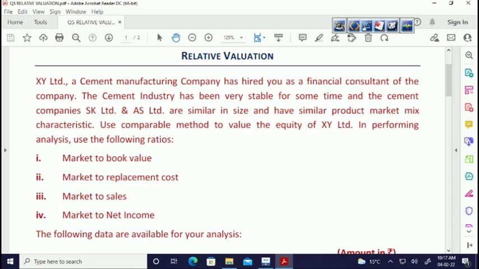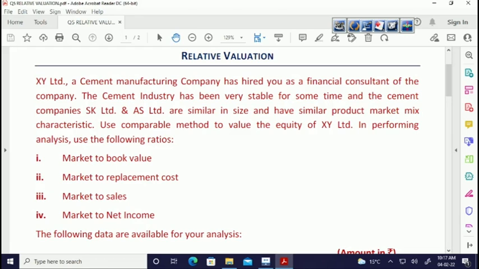Now for SK and AS, they will give us the market value, the book value, the replacement cost, the sales, and the net income. So there will be 5 data given regarding SK and AS. You will compute these 4 ratios: market to book value, market to replacement cost, market to sales, market to net income. You will get 2 answers, one for SK, one for AS. Take an average, because if they are not given the weights to be assigned, you take a simple average.